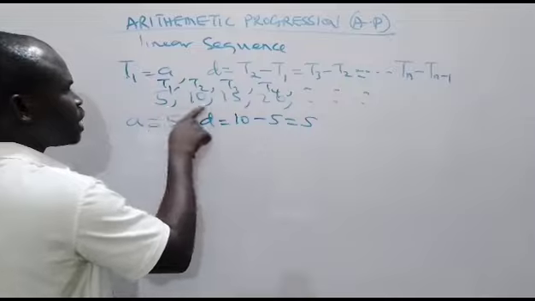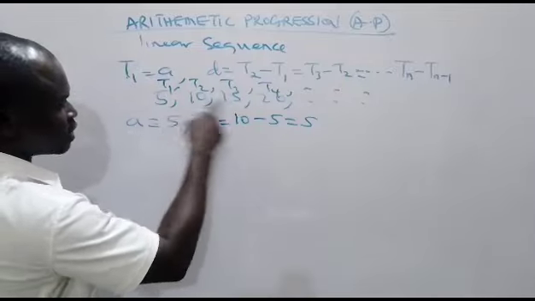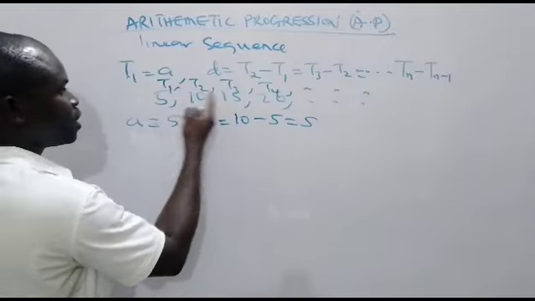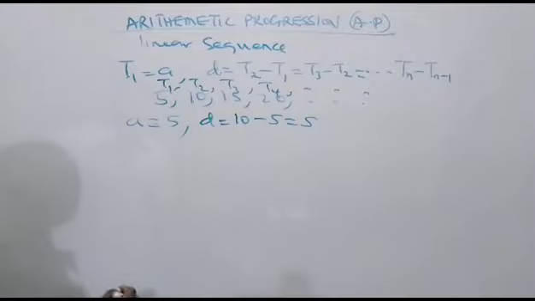So, in a set of numbers, which is called a sequence, if what we have there is a common difference, that is the second minus first, or third minus second, then that sequence is called a linear sequence. So, in this case, it's a linear sequence.